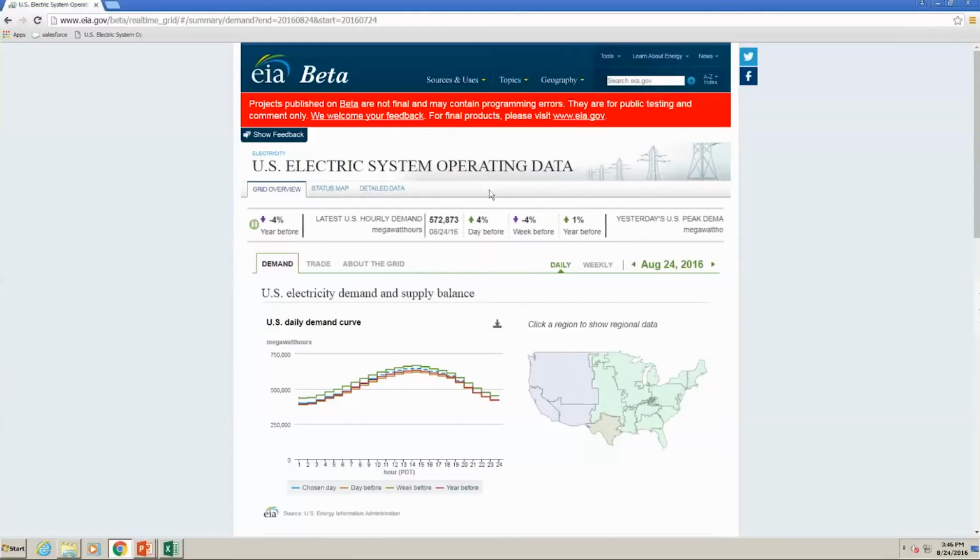So this overview page is intended to provide a high-level view, using some aggregate data, and we aggregate the data. So the basic data that we receive from the balancing authorities is hourly data. Everything's hourly.